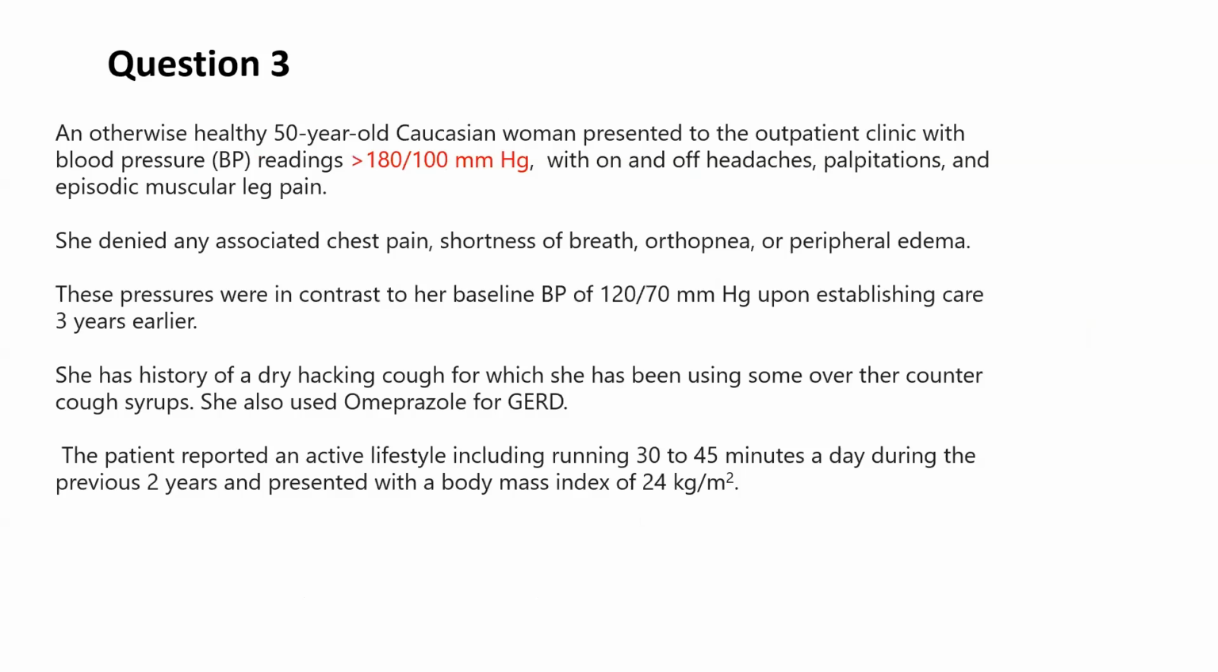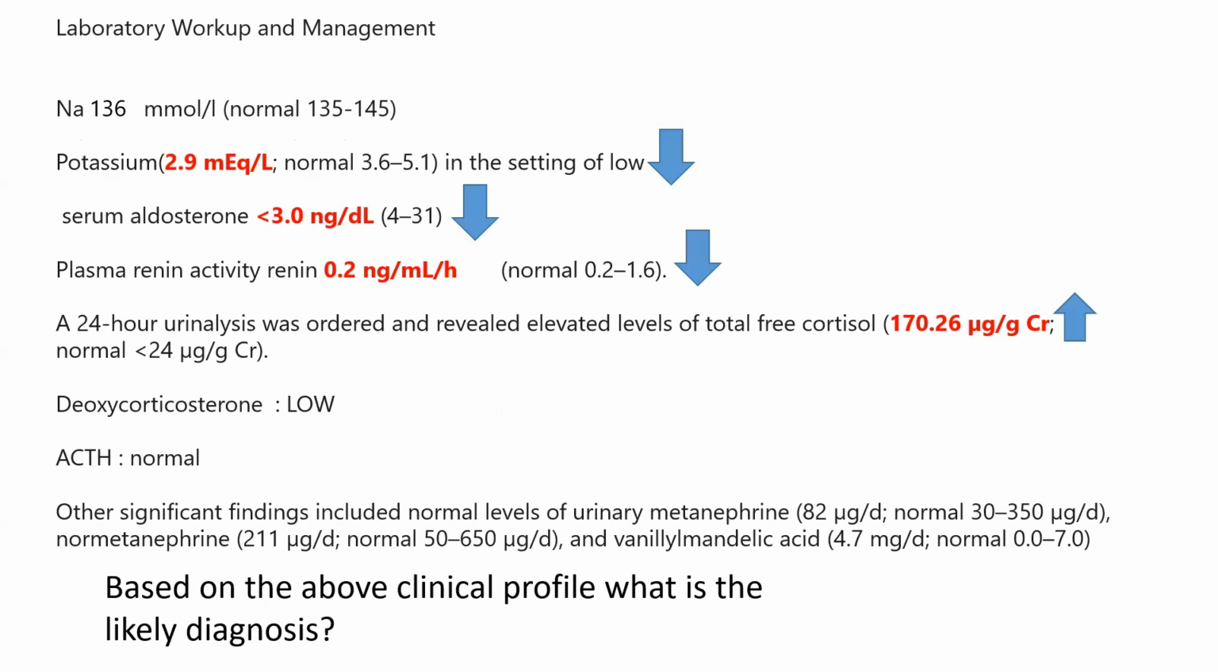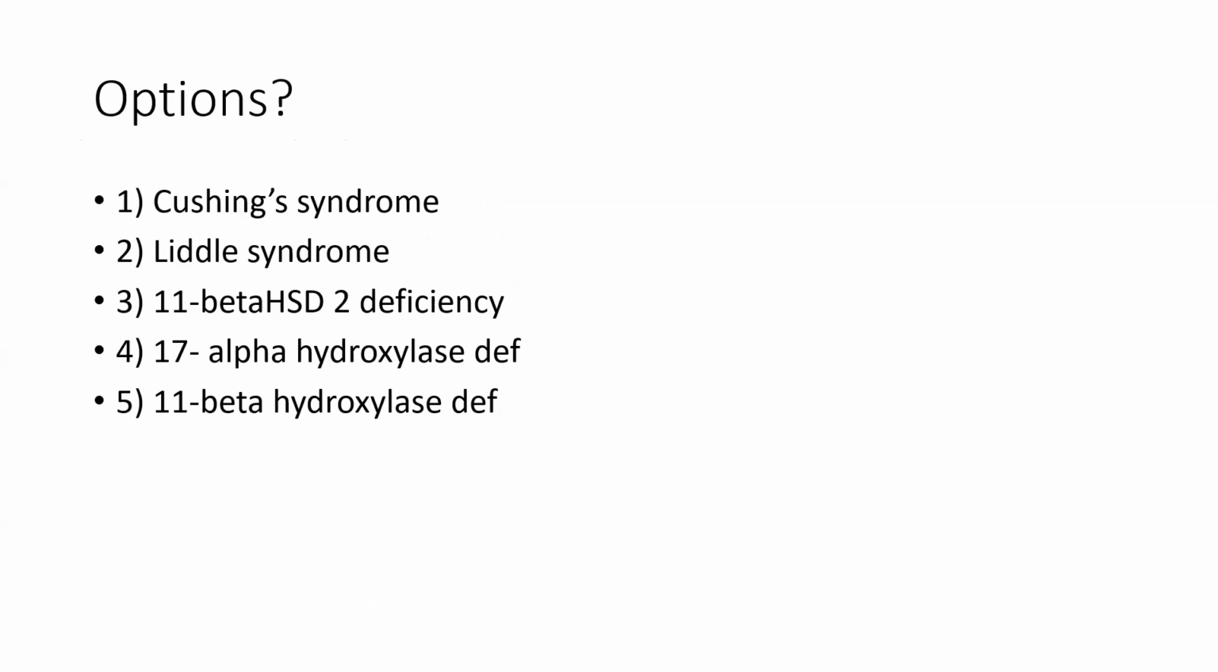So again, reviewing the history, 50-year-old, blood pressure of more than 180 by 100. Baseline blood pressures were normal previously. And she has a dry hacking cough, taking some cough syrups previously, and an active lifestyle, BMI of 24. Presenting with hypokalemia, there is hyporeninemic hypoaldosteronism. So both the renin and aldosterone are low, and the urinary cortisol levels are elevated with a low DOC. Okay, so deoxycorticosterone is low with a normal ACTH level. So what is the likely diagnosis in this case?